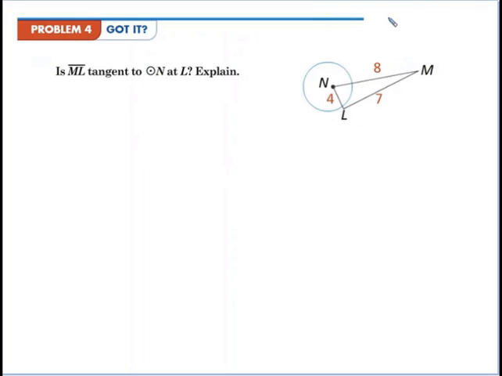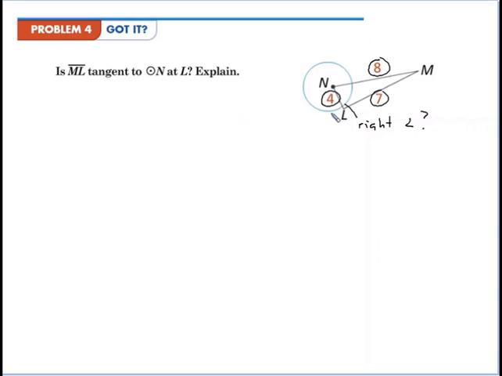So we'll try this one more time. Now the sides this time are 4, 7, and 8. We're trying to determine basically if this is a right angle right here. Because in order for ML to be a tangent, it must make a right angle to the radius NL. I encourage you to just pause for a minute and see if you can write the equation we're going to try and check out.